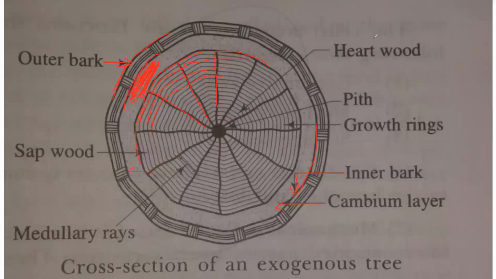Mouse is not working properly. These are called medullary rays, the rays or lines which are almost perpendicular to the growth ring.